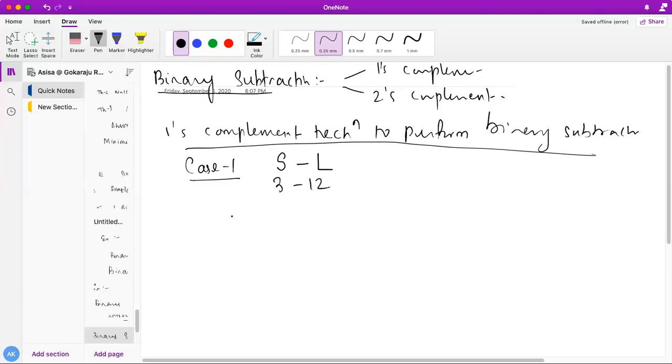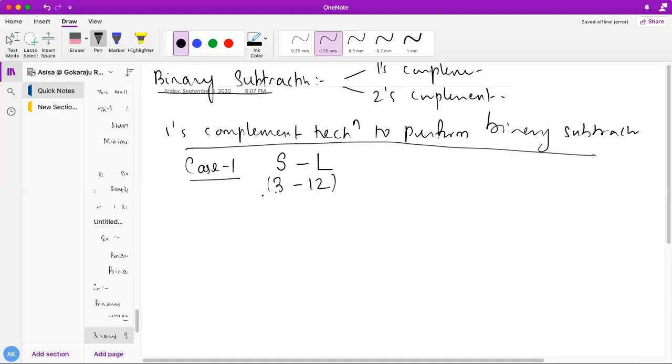So what would it be? It would be like this. See here what you need to do. Here your minuend is 3 obviously, and subtrahend is 12. If the question is given to you like this, how the question will come up, I'll tell you later on, don't worry. Just try to understand the funda of what you have to do.